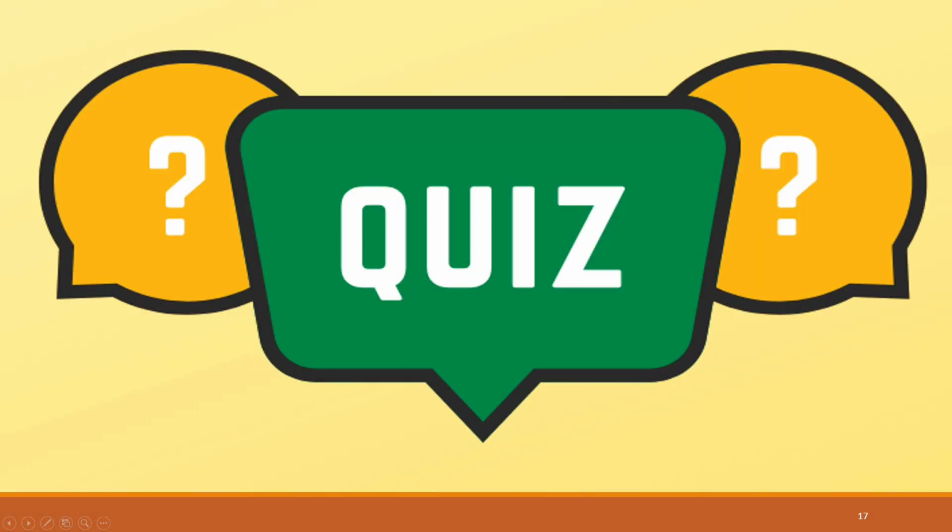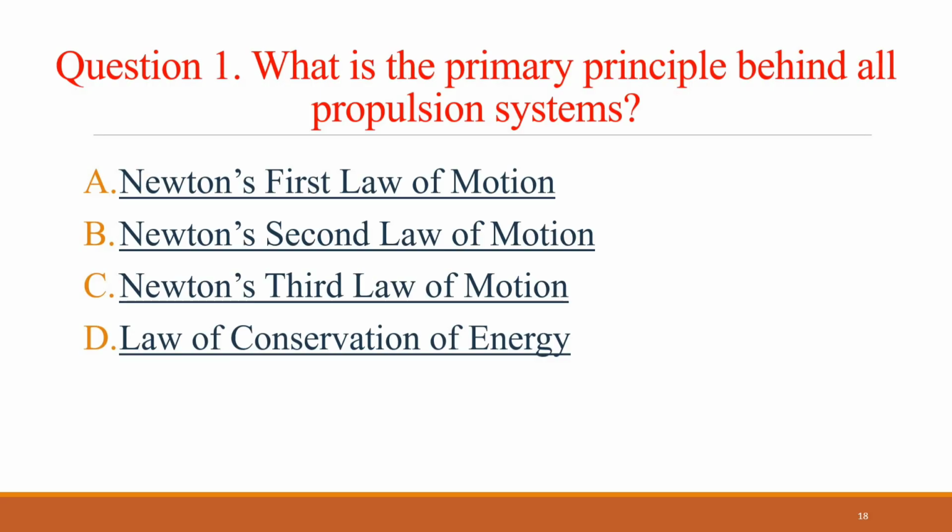Okay guys, now let's have a little quiz. The quiz consists of 5 questions. I'll give you 10 seconds for each one, and then I'll show you the correct answer. Let's start with the first question. Question 1. What is the primary principle behind all propulsion systems? The correct answer is Newton's third law of motion.